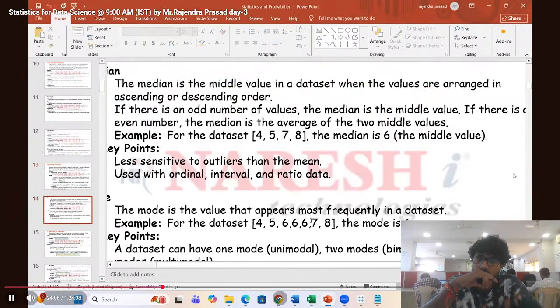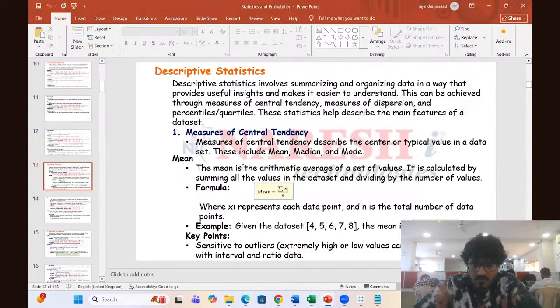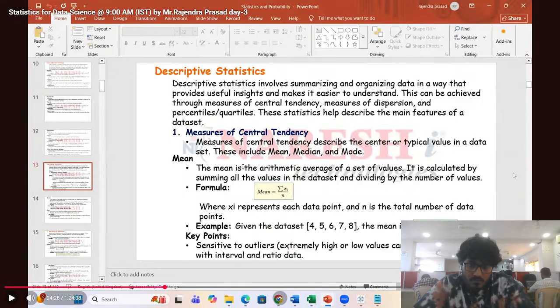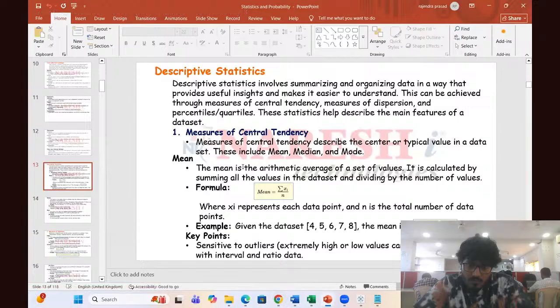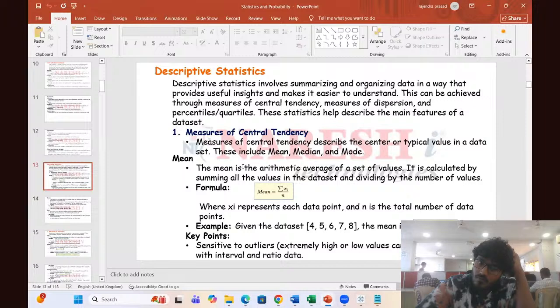So that's it. And here, whenever you calculate the mean, you need to remember one important point. That is, the arithmetic mean is sensitive to outliers; it is very much affected by outliers. Sir, first of all, what do you mean by outlier? Outlier is nothing but an extreme value. An outlier is a value which is completely different from the remaining data points.